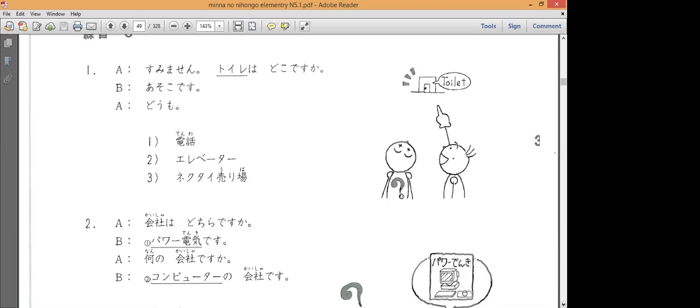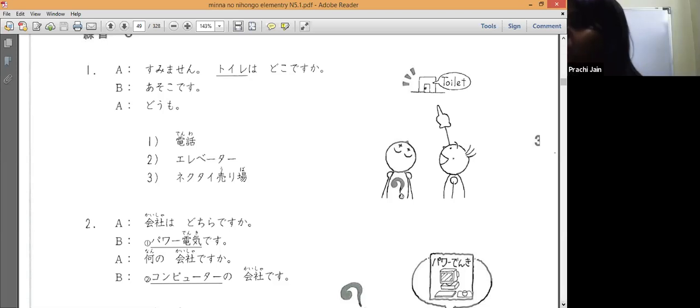Done, ma'am. Okay. So in the next one, A: Kaisha wa dochira desu ka? Where is the office? B: Pawa denki desu. It's Pawa Denki. A: Nan no kaisha desu ka? What about this office? B: Computer no kaisha desu. It's an office of computers.